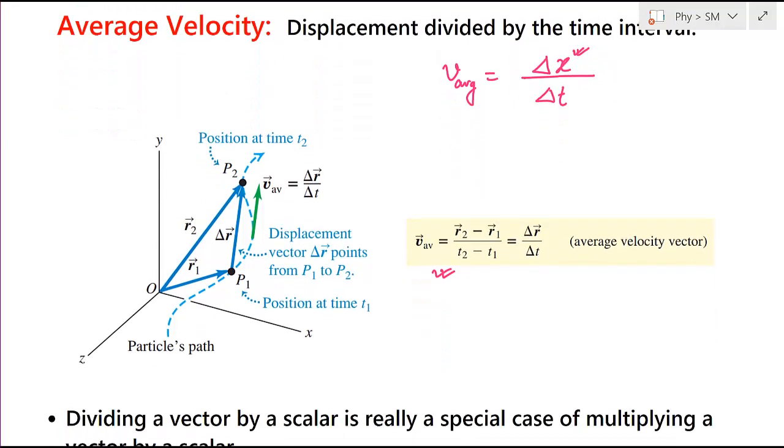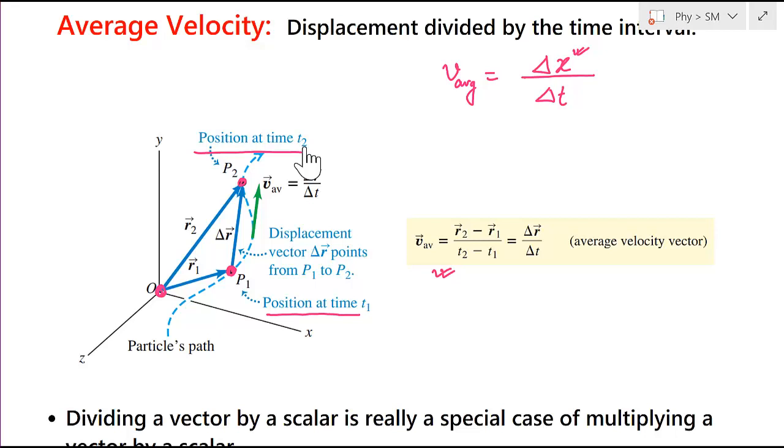Let's say I have an object. This object at t equals 0 is here, and at some time t1 it is at position p1, so this is the position at time t1, and this is the position at time t2. The object is at position p1 at time t1 and at p2 at time t2, and I am interested to find what the average velocity is in this case.